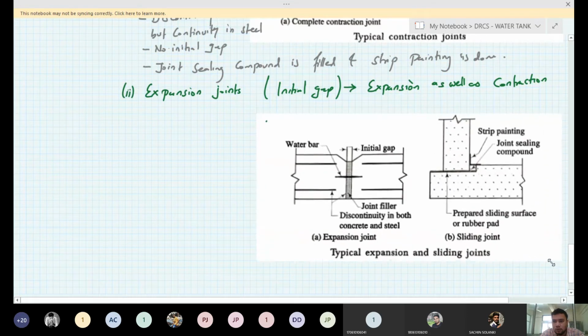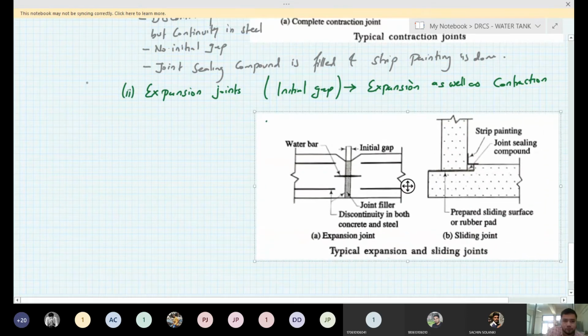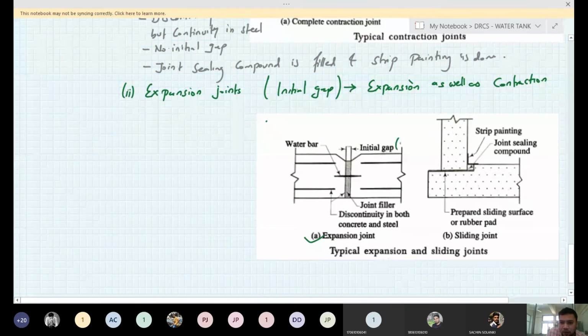See the first figure. This is the expansion type joint. You can see that there is a gap between the two faces. An initial gap of about 30 mm is provided. It may vary, it may be 50 mm, depending upon the design. Usually a 30 mm gap is provided, and it is filled with joint filler material. Here there is a discontinuity in both concrete as well as steel. The concrete face is discontinuous, and the steel is also discontinuous. The initial gap is provided, usually 30 mm, and a water bar is provided as a water stopper.